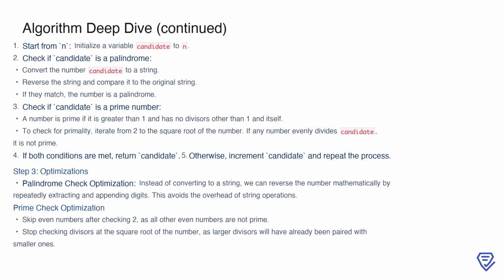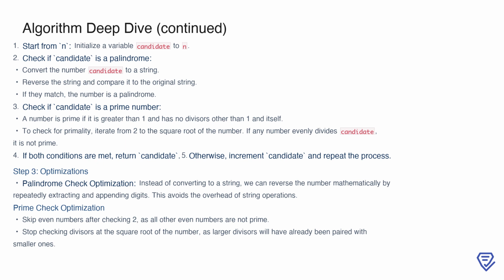First, we check if this candidate number is a palindrome. To do this, we can convert the number into a string, reverse the string, and compare it to the original. If the reversed version matches the original, the number is a palindrome. Next, we need to check if the candidate is a prime number. This involves verifying that the number has no divisors other than 1 and itself. To test for primality, we iterate through potential divisors from 2 up to the square root of the number. If any of these divisors evenly divides the number, it is not a prime. If the candidate passes both the palindrome and prime checks, we return it as our solution. Otherwise, we increment the candidate by 1 and repeat the process.